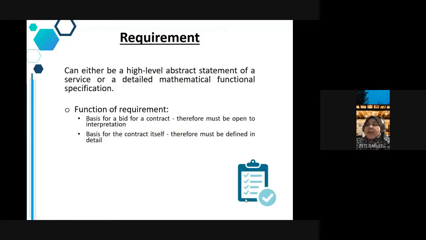So requirement can be something that, bila kita bercakap, this is communication issues lah. When we investigate, when we gather information from the users, it consists of high level abstract atau high level communication, ataupun benda tu masih lagi can be ambiguous, boleh jadi it can be interpreted more than one meaning. So that's why we have to clear it up. Kita kena make it clear.